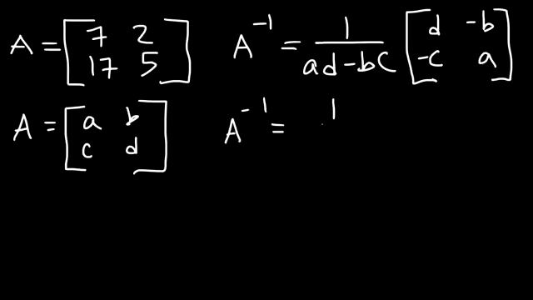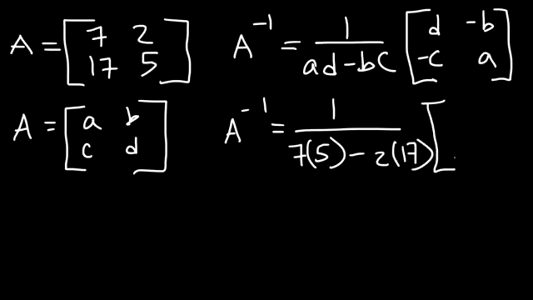So if we match up the letters, we can see that A is 7. So let's replace A with 7. D is equal to 5. B is 2. And C is 17. Now D is still 5. Negative B, that's going to be negative 2. Negative C is negative 17. And A is 7.